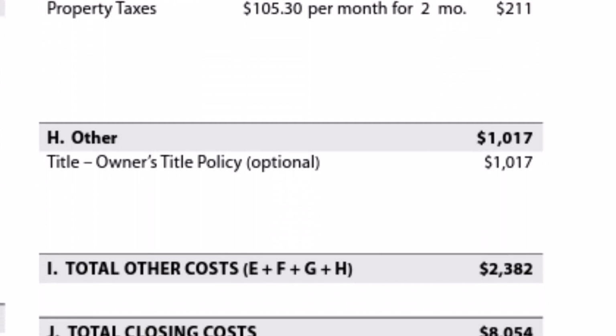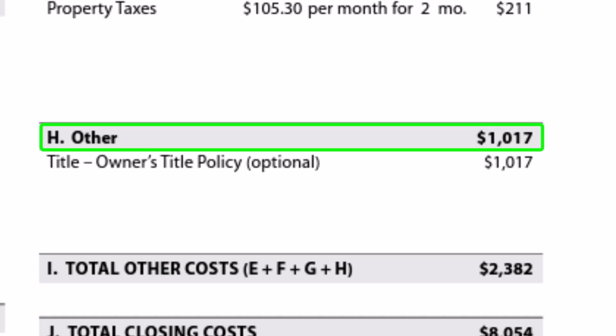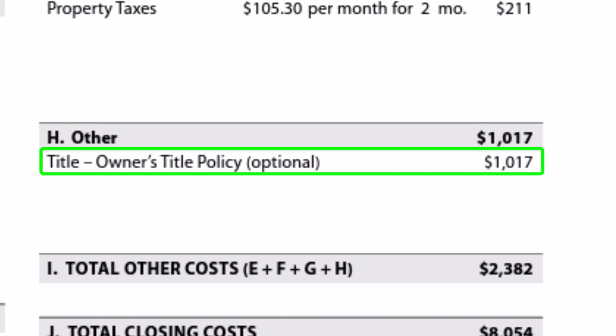And next we have section H, or other. And this houses costs that don't fit into any of the other sections. And this includes title fees such as owner's title policy. And an owner's title policy safeguards the buyer against any future title disputes. For example, let's say that the seller hired a contractor to redo the driveway and did not pay him. So that contractor may file a lien against that home, and this insurance protects you from that.